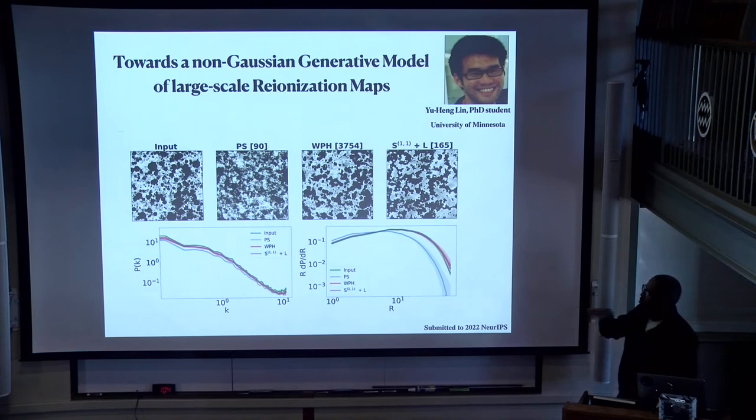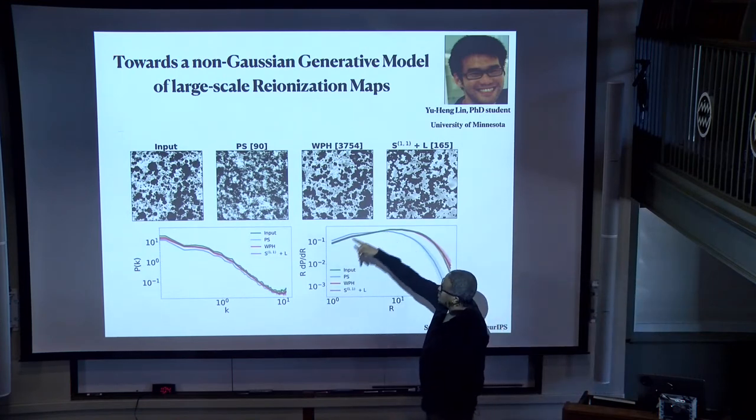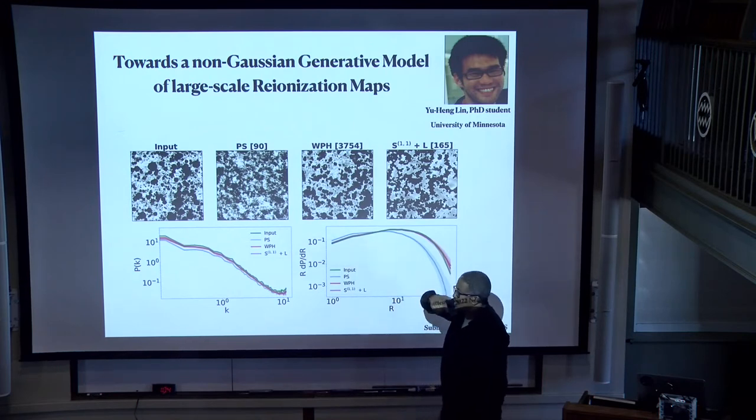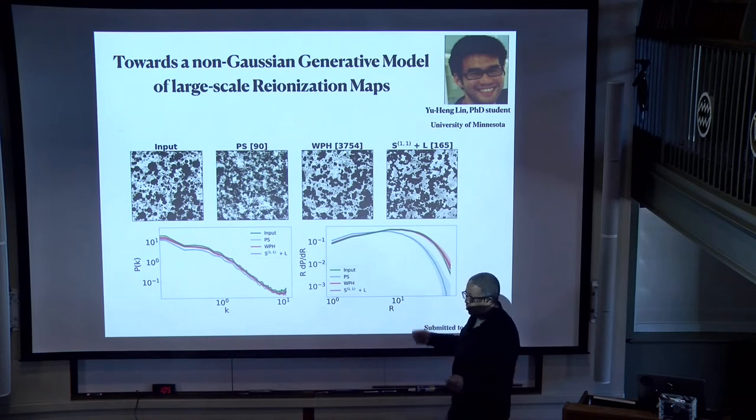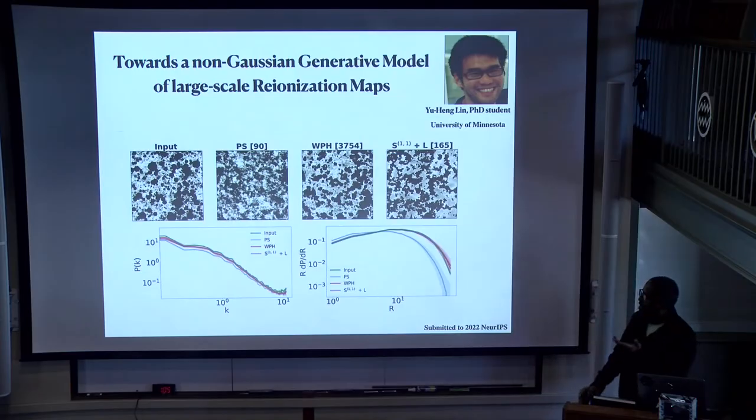But it's a very simple method, and you see the bubbles are not as rounded as the input one. So there are probably some differences between the input and the generated one. But this is a very quick way to generate samples, right? And the hope is that if you have a large sample, you can average over statistically, and then you should be able to capture the same thing.